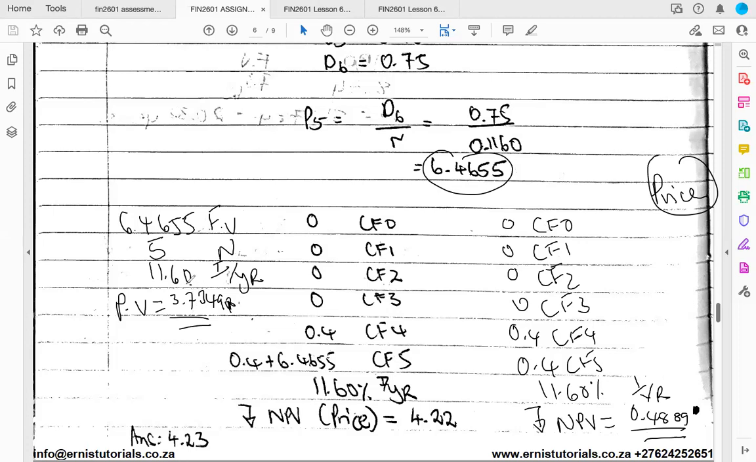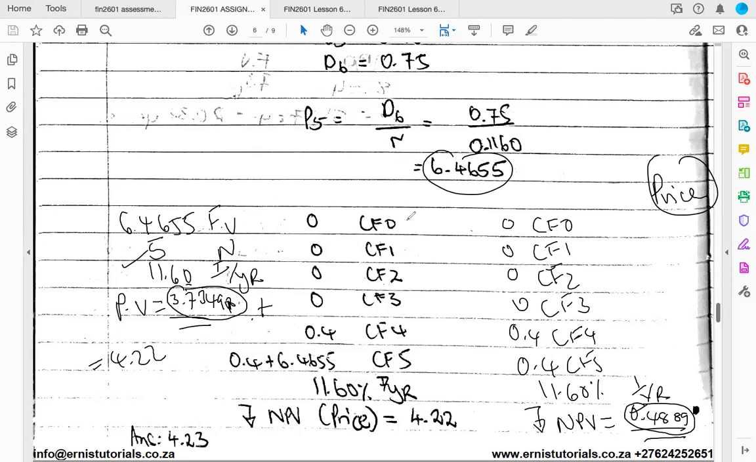Okay, so I've calculated the values, right? So we can now add this present value of 3.73498 plus the present value of the dividends. So we take the present value of the price plus the present value of the dividends. And if you add those two, you'll just get 4.22, right?